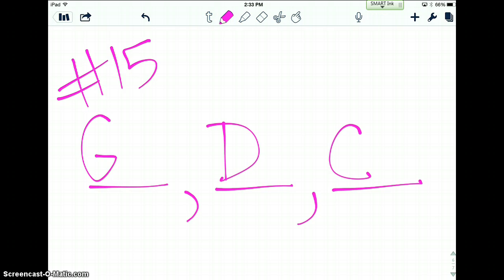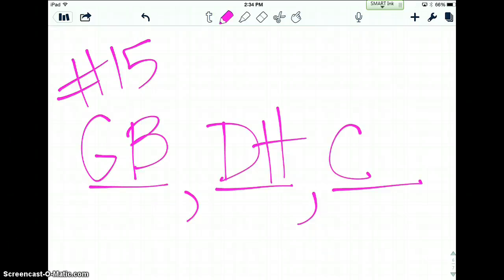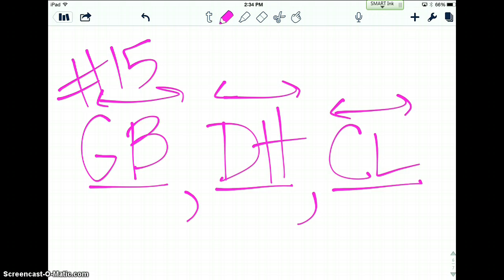First one is going to be GB. That is going to be parallel to the plane JFAE. How about something else? D what? DH. It's going to be parallel to that plane. And then C, would it be CJ? No. Would it be CD? No. So there's only one last option, CL. And I would make sure to put those lines above it.